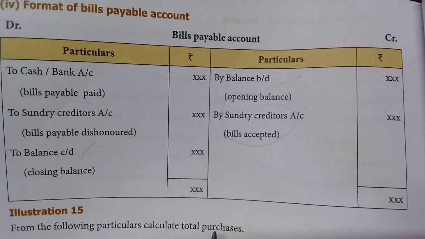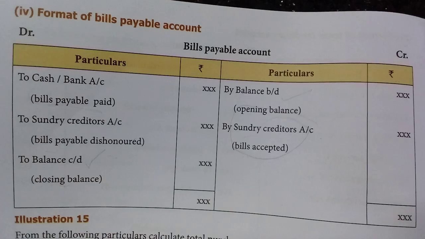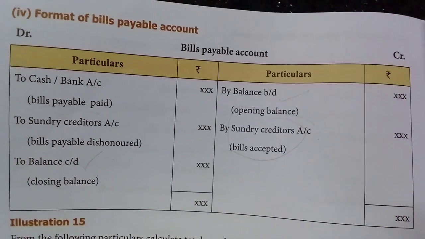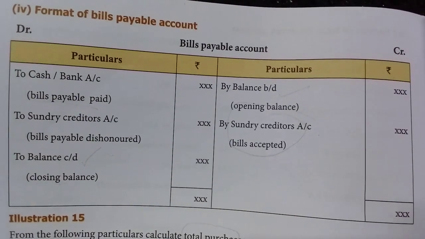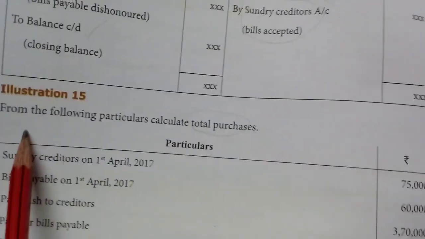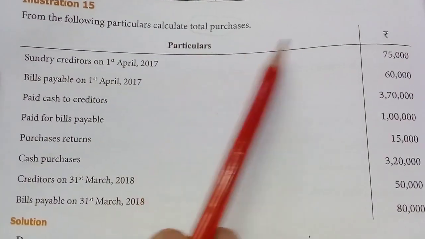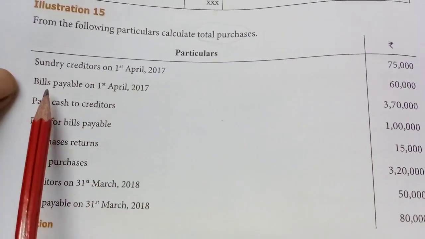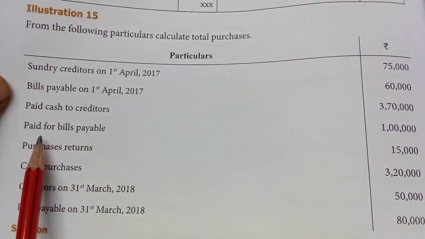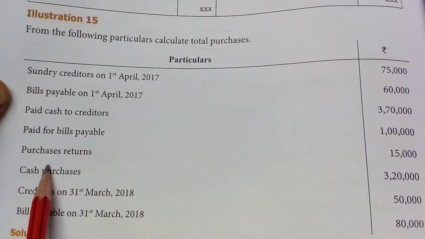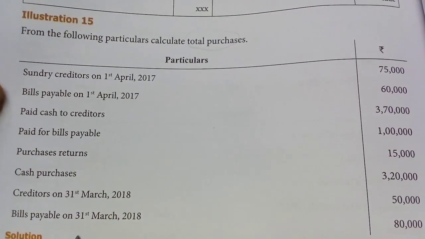They may give the cash purchases. When we add the credit purchases that we calculate from the creditors account along with the cash purchases, we will get the total purchases. So I will explain. Let me read this illustration first. From the following particulars, calculate total purchases. Particulars in rupees: sundry creditors and bills payable, both opening balance, then paid cash to creditors, paid for bills payable, purchase returns, cash purchases, creditors closing and bills payable closing.